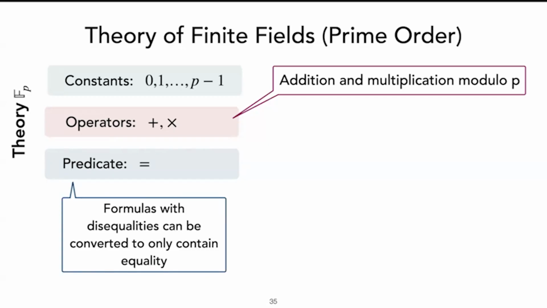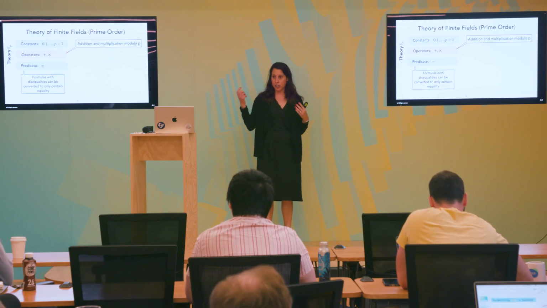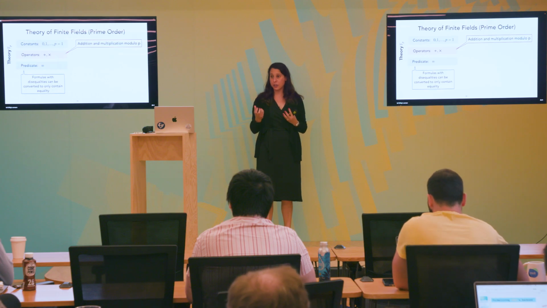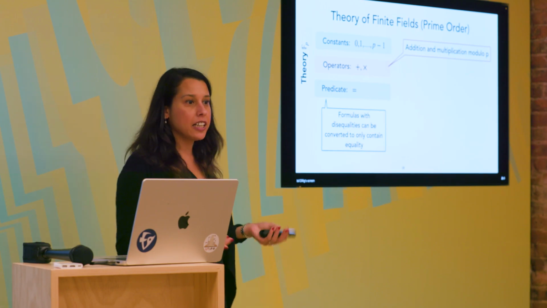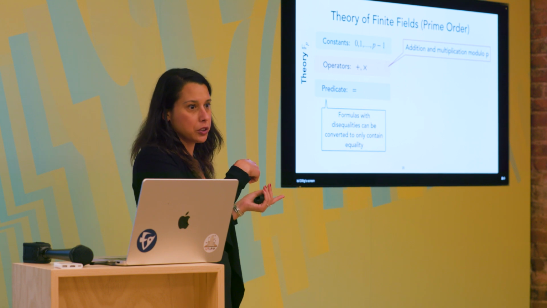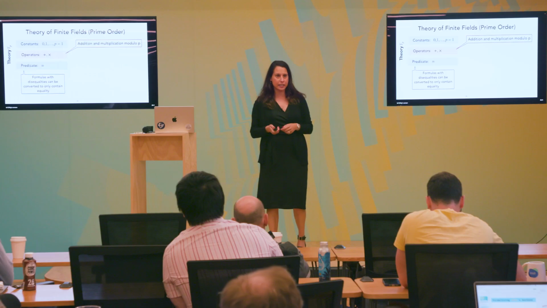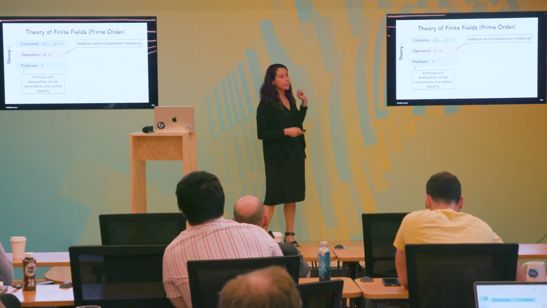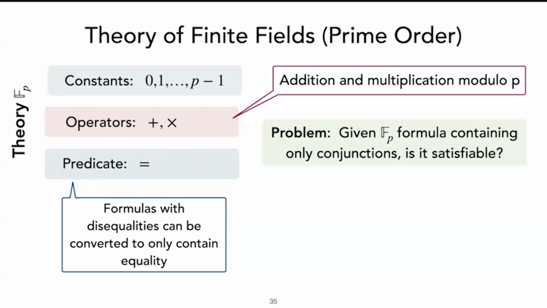At this point, I do want to make a little remark. If you remember the formulas that I was showing you for determinism, in general, they can contain disequalities, like when I wrote y is not equal to y prime. But we can actually ignore disequalities because there's a way to turn them into equalities by introducing more variables, in a way that won't change the satisfiability of the formula. So we can pretend that we only have equality. And so the problem we have is, given a formula in a prime-order finite field, is it satisfiable?